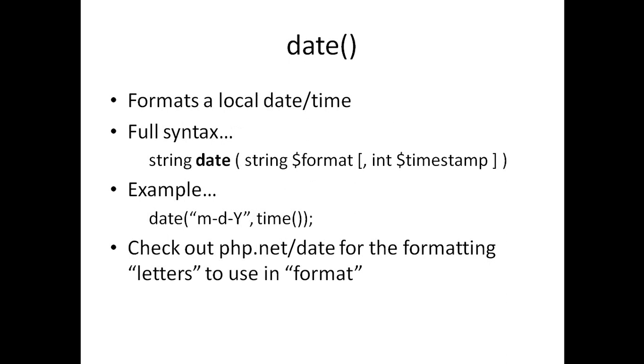Date lets you format a local date and time. The full syntax is date returns a string, where the first parameter that you pass it is the format, and the second parameter is optionally the timestamp. Basically, if you don't pass it a timestamp, date will use the current Unix epoch. So an example is date("m-d-Y", time()); with the closing paren for the date, semicolon.